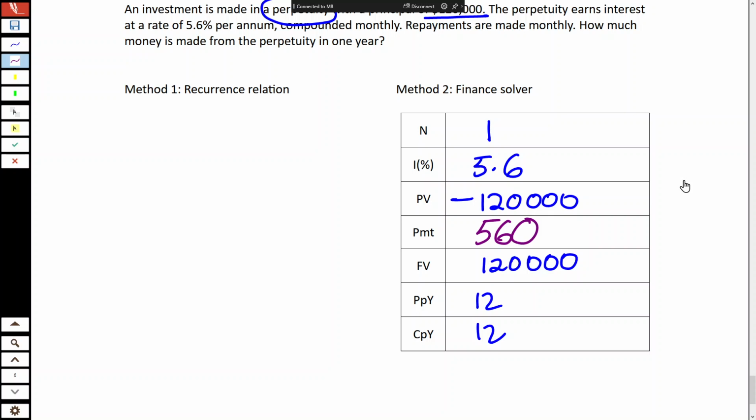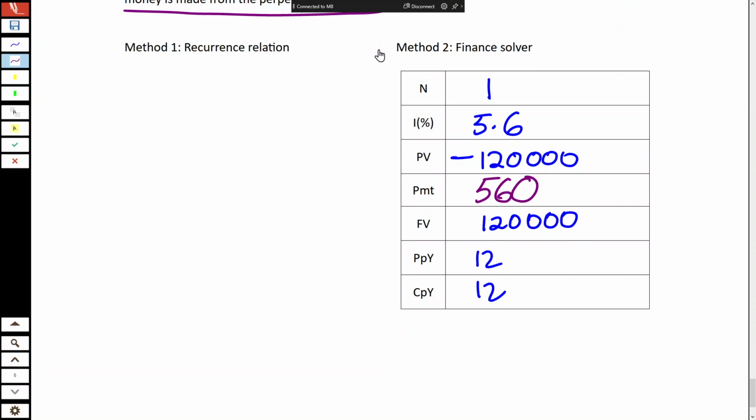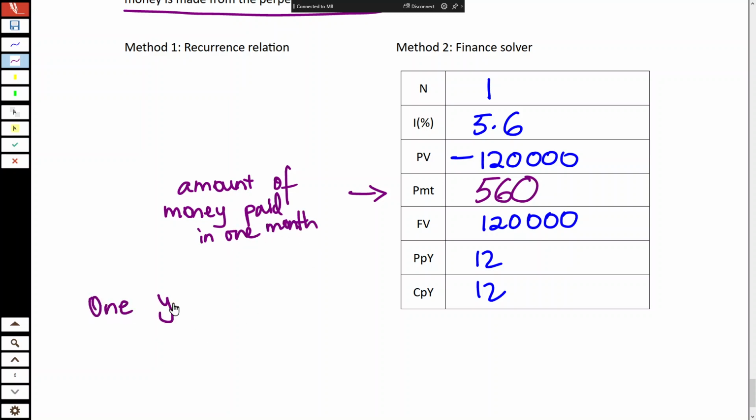Now, let's go to Taylor's really good question. How much money is made from the perpetuity in 1 year? You've got everything that you need. Oh, it's 560 times 12. This is the amount of money paid in 1 month. Times it by 12, and that's it. So in 1 year, 560 times 12 equals 6720. Oh, you're right. That's right. You just found out.